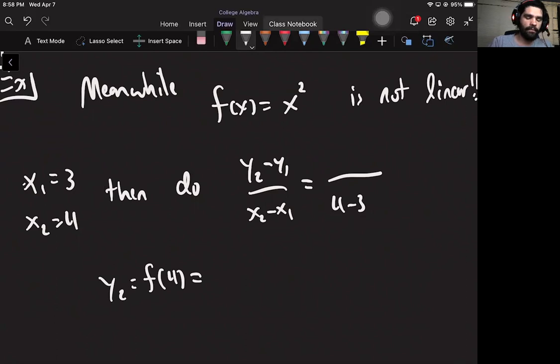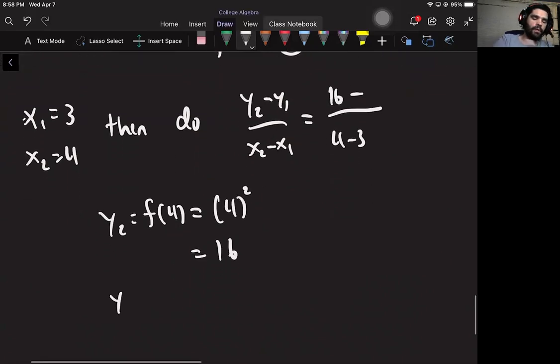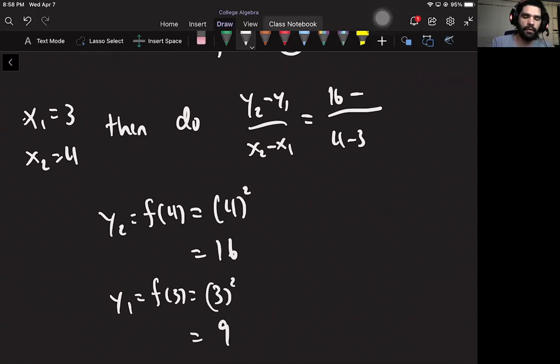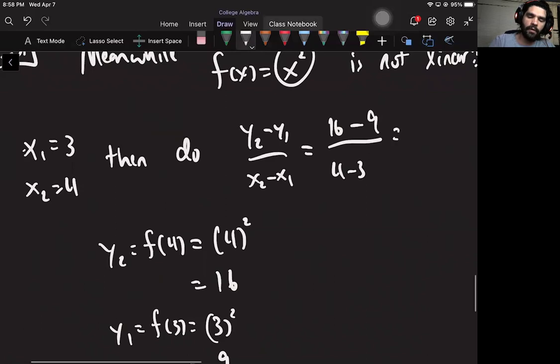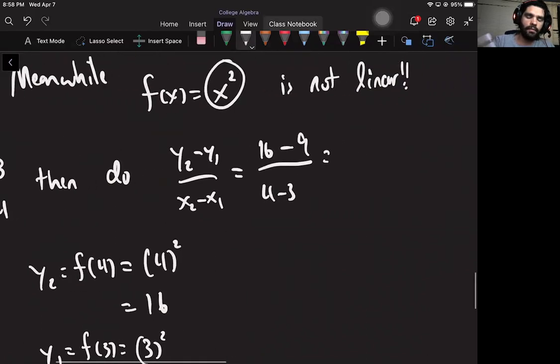So what is the function now? It's squaring. So you change that x into a 4, and you get 4 squared is 16. So that's up here. And y1 means you plug in 3 to the same function. 3 squared is 9. So what do we got here? 16 minus 9 is 7. 4 minus 3 is 1. So here we get 7.